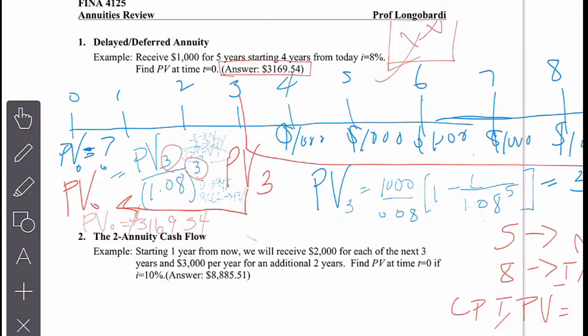Again, I want you to use annuities for this problem, right? Looks like this could be done easily with net present value, but I want you to use annuities, the 2 annuity cash flows.